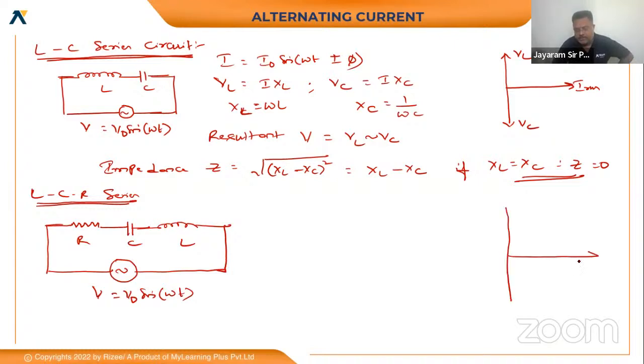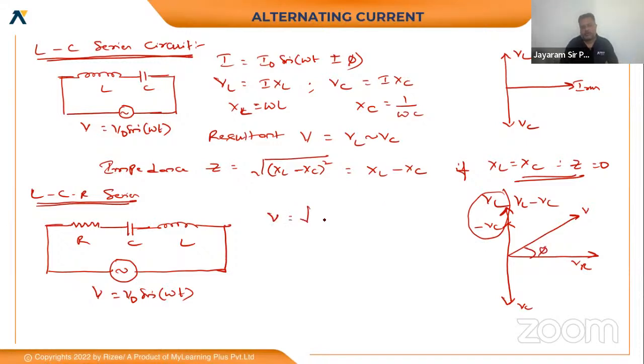So this is the direction of your VR and this is the direction of your VL, and this is the direction of the VC. If I reverse the direction, this will become minus VC, and the combined voltage will be written as VL minus VC. The two vectors VR and VL minus VC are perpendicular, so the resultant V makes an angle phi. Then V can be written as root over VR square plus (VL minus VC) whole square.